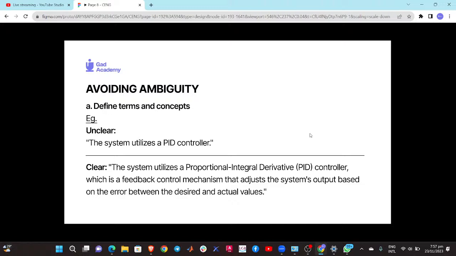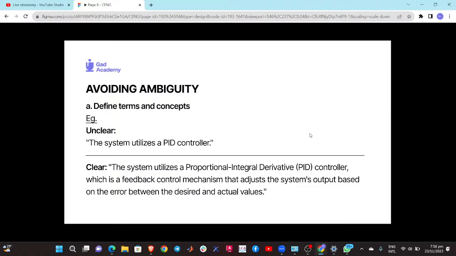So the unclear statement here is: the system utilizes a PID controller. And the clearer form is: the system utilizes a proportional integral derivative (PID) controller, which is a feedback control mechanism that adjusts the system's output based on the error between the desired and actual values. So in this concept, if someone from a health background is reading your work, the person just gets it at the first instance.